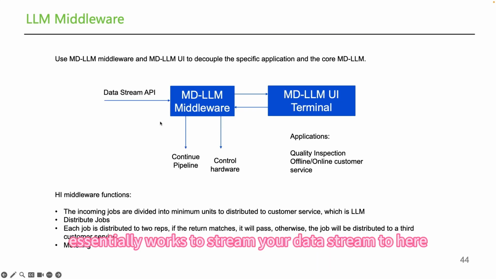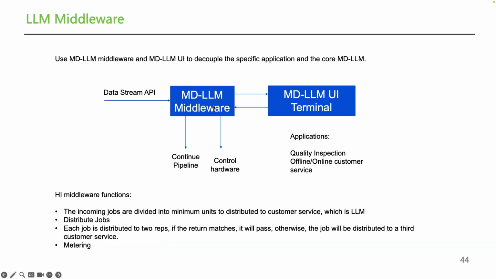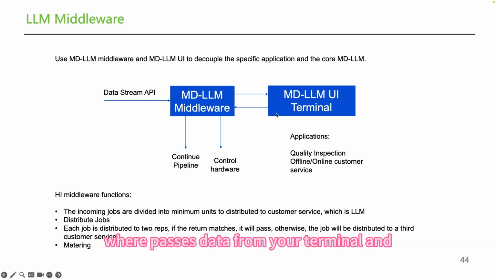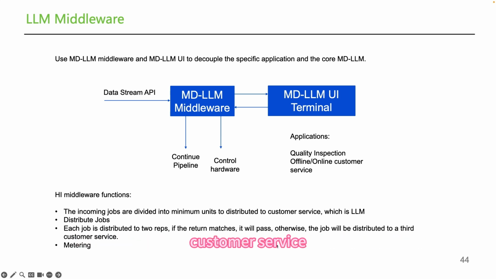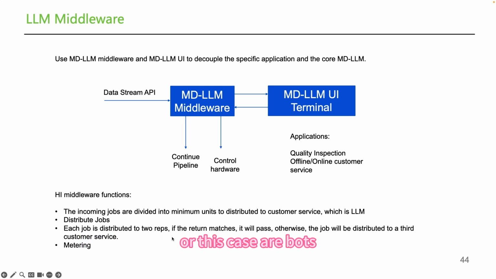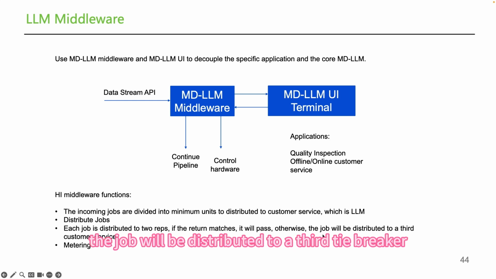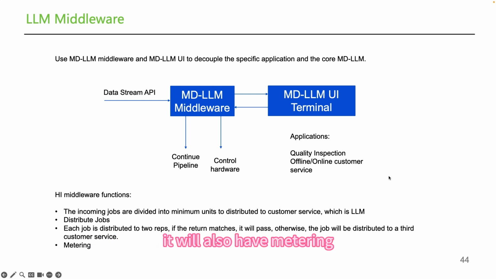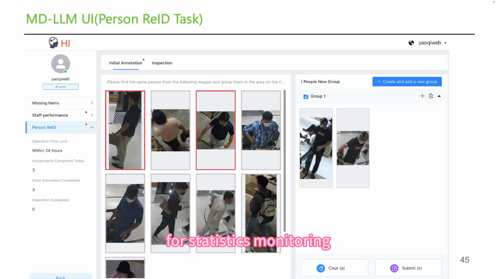Our middleware essentially works through streaming our data stream to here, where it passes data to and from your terminal and overall goes through this pipeline and control hardware. Middleware essentially divides our jobs into minimum units to distribute to customer service, which is our LLM. Each job is distributed to 2 reps, or in this case, our bots. If the returns match, it will pass. Otherwise, the job will be distributed to a 3rd tiebreaker. And we also have metering for statistics monitoring.